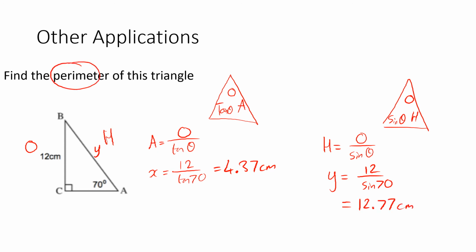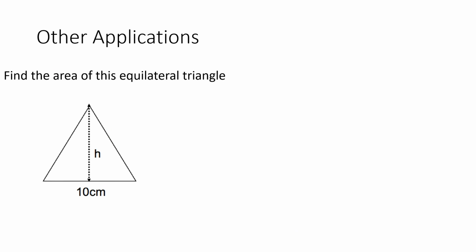We want to find the perimeter of our triangle, so we need to add those three sides together. So 12 plus 4.37 plus 12.77 is going to give us 29.14 centimeters. Cool. And the very last one, I've taken this from a GCSE paper.